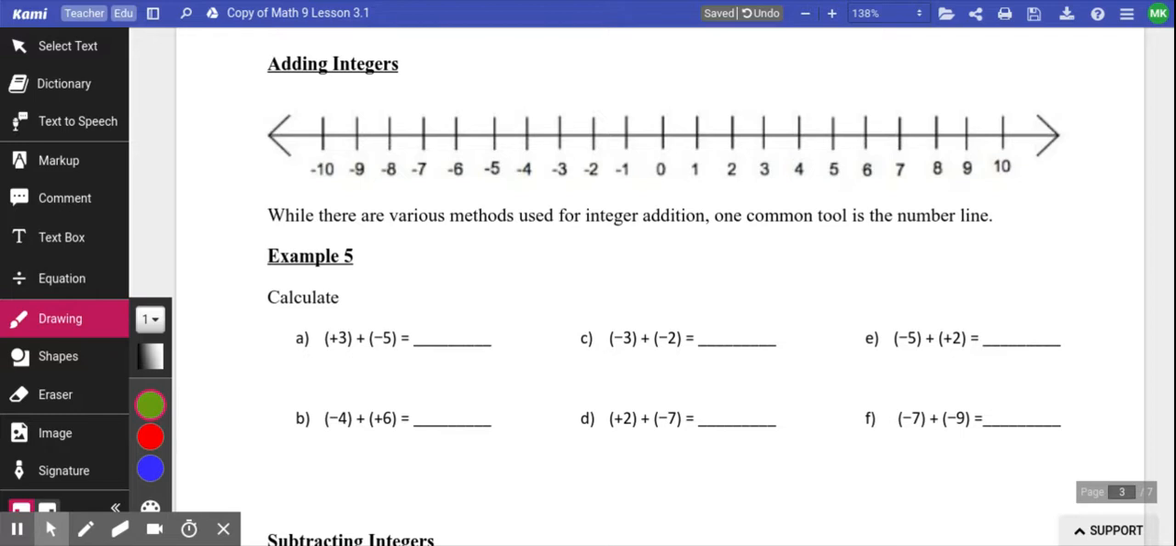So if you look at the first question, 3 is right here, plus -5. -5 is 5 to the left. That's how you would add something. You'd add -5 to the left. So if I started at 3, I would go 1, 2, 3, 4, 5. I would now be at -2. Adding a negative goes to the left.